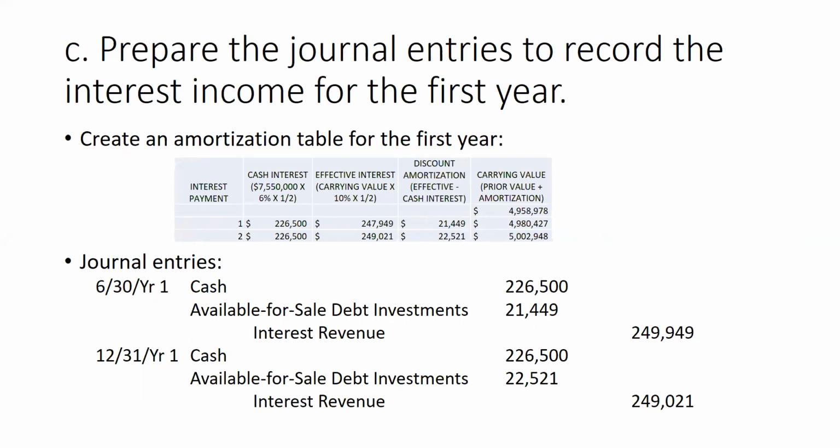And finally, the discount amortization, the amount by which we're going to increase the value of the investment moving towards its maturity value of $7,550,000, is the difference between cash interest and effective interest. Once you've completed the amortization table, you can create the journal entries. We debit cash for the cash interest that we receive. We credit interest revenue for the effective interest. And the difference, the discount amortization, is debited to available for sale debt investments, increasing that account's value.